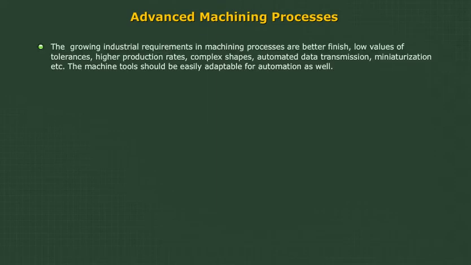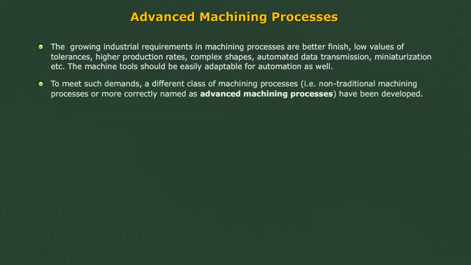Why do we go for these advanced machining processes? The growing industrial requirements in machining processes are better finish, low values of tolerances, higher production rates, complex shapes, automated data transmission, miniaturization, etc. The machine tools should be easily adaptable for automation as well.